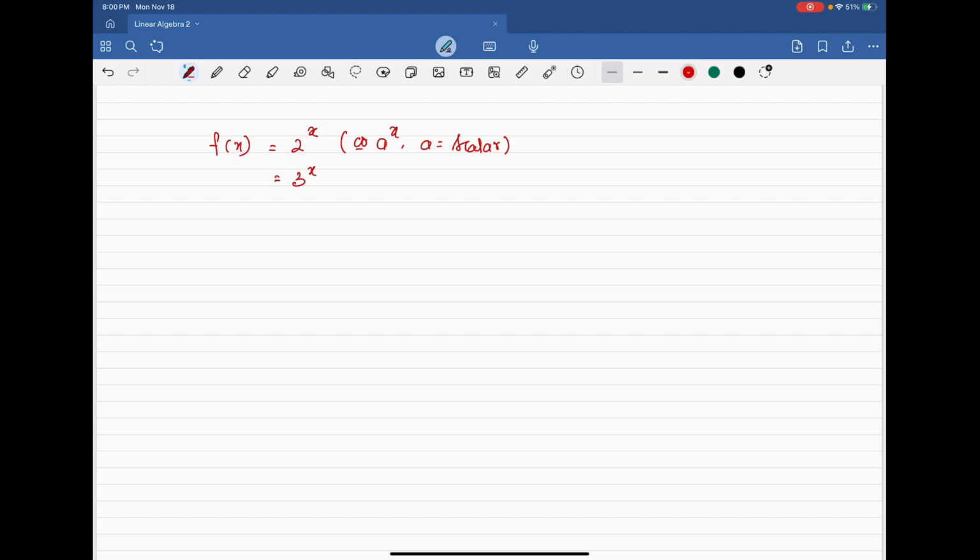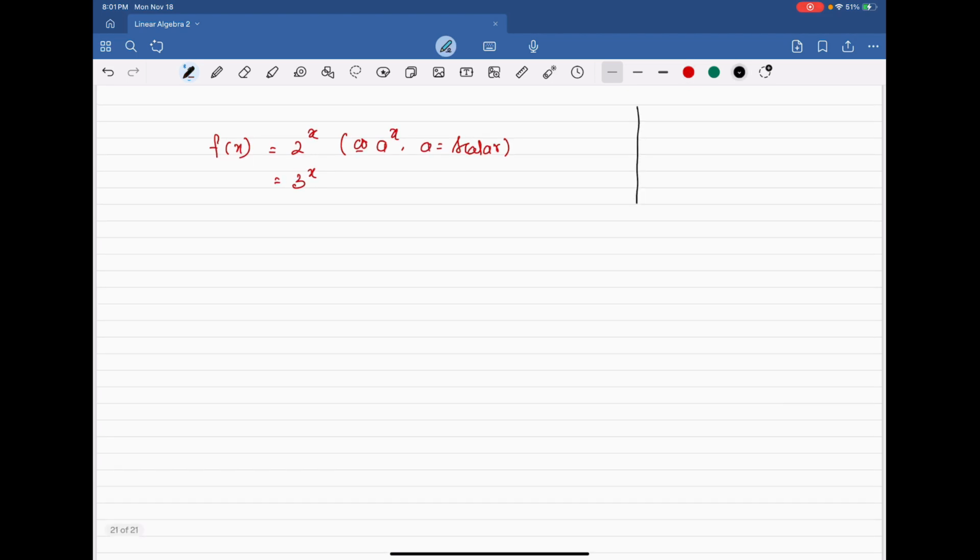For the value of x equal to 0, the value of function x is equal to 1. For the value of x equal to minus infinity, the value of function x is equal to 3 to the power of minus infinity, that is equal to 0. And for the value of x equal to infinity, 3 to the power of x is infinity. Then the graph looks like this.